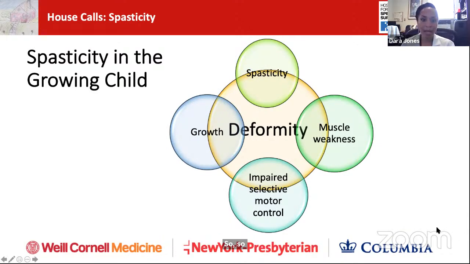With spasticity, it's important to remember that when we see a child with a particular deformity, it's easy to assume that it's just due to the hypertonia or the stiffness, but really there are multiple factors at play. There's muscle weakness that is nearly just as important; even though a muscle may be tight and spastic, it's also very weak. There's also impaired selective motor control, which is defined as the reduced ability to activate a muscle across a particular joint for any particular demand. And it's a common neurologic sign. And then, of course, we also have to consider growth as a major factor.